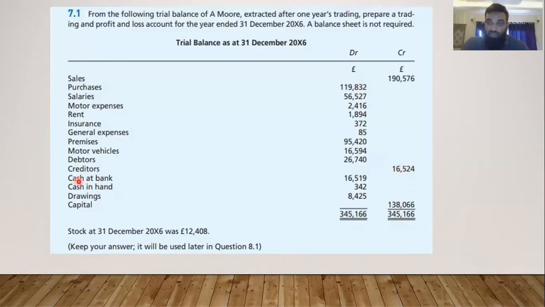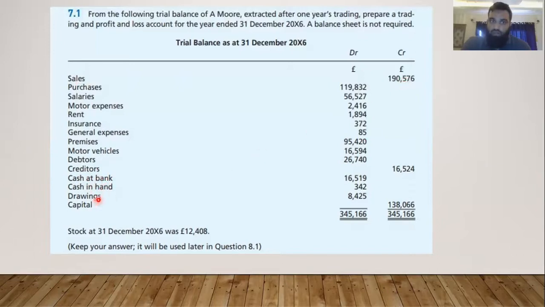Similarly, cash is neither an income nor an expense. Cash is just cash we have in our balance. Yes, it might be a result of an income. It might decrease because of an expense. But if we have any cash received from the sales, it's there in 190,576. We already have recorded that. There is no point of recording cash.